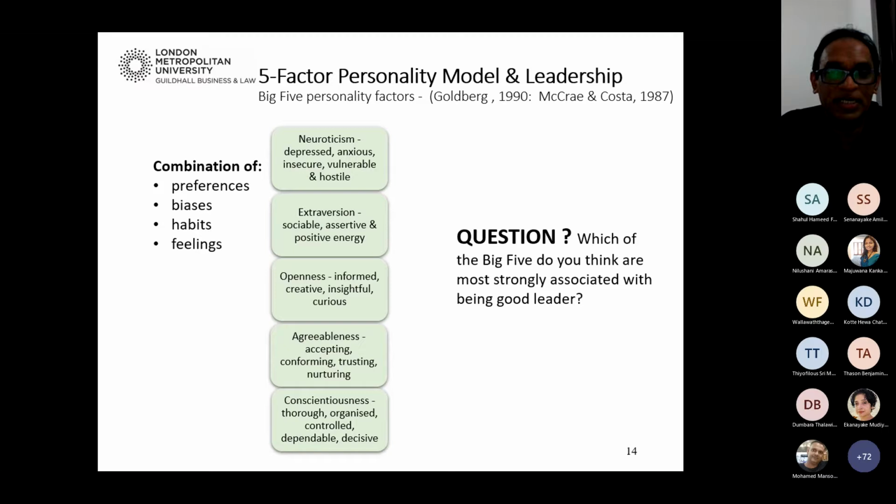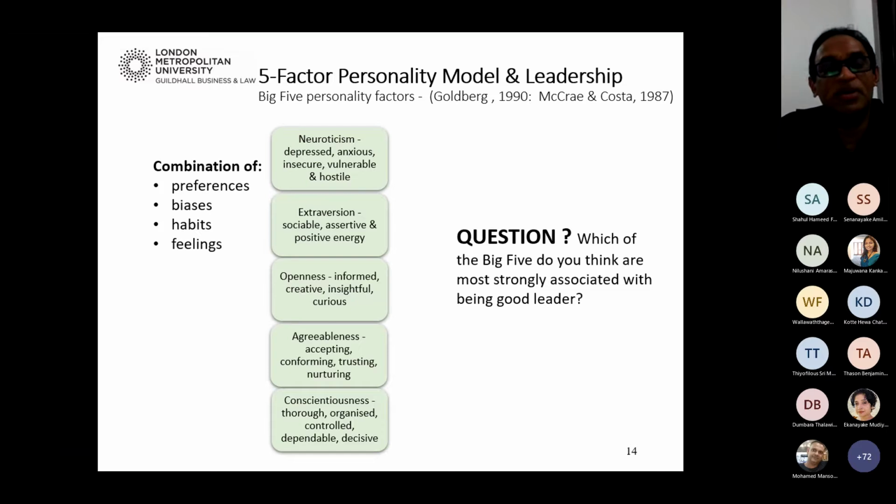Goldberg, McCrae and Costa did research on these personality types, right? It's called the Big Five personality factors. So they looked at the preferences, biases, habits and feelings of leaders. And then they came out with five personality types. The first one is called neuroticism. Neuroticism means these leaders are always depressed, anxious, insecure, vulnerable and hostile, always angry, right? Don't we have leaders like that? We have, right? Always depressed type.